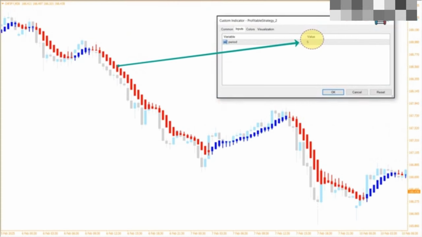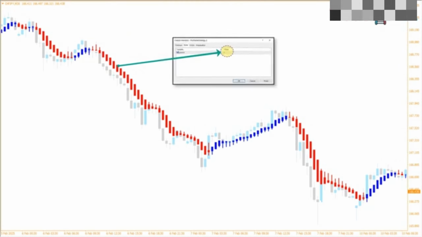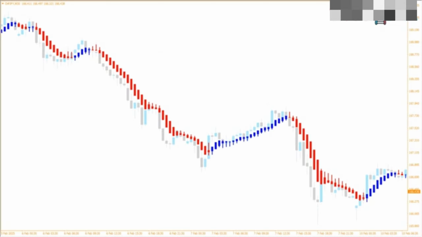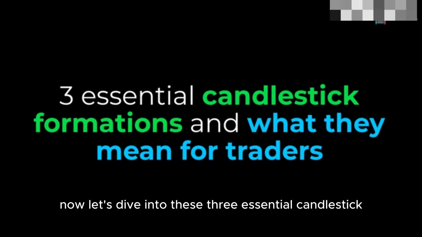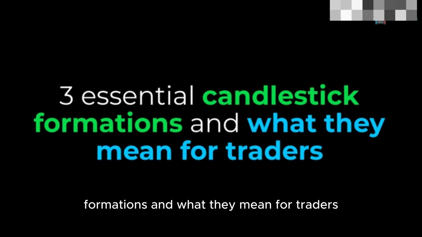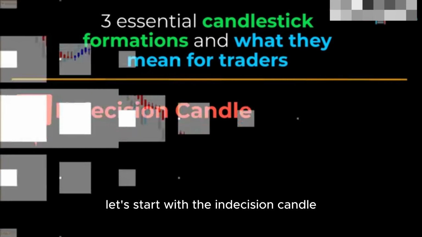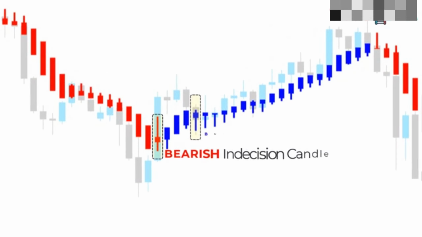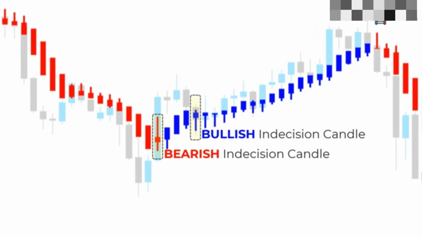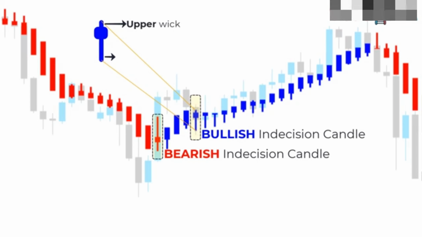It analyzes a small but crucial set of 5 candles, yet still effectively highlights the midterm market trend, which we previously discussed using indicator 1. Now let's dive into these 3 essential candlestick formations and what they mean for traders. Number 1, indecision candle. Let's start with the indecision candle. You'll notice that this candle has wicks on both sides, but one wick is significantly longer than the other. If the upper wick is short and the lower wick is long, this is a bullish indecision candle.